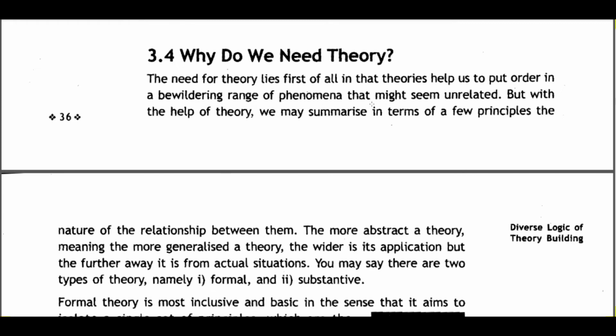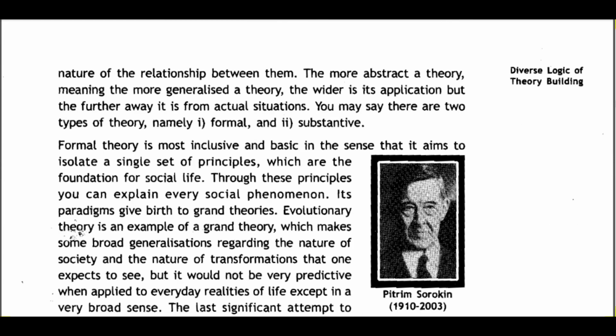3.4. Why do we need theory? The need for theory lies first of all in that theories help us to put order in the bewildering range of phenomena that might seem unrelated, but with the help of theory we may summarize in terms of a few principles the relationship between them. The more abstract a theory, meaning the more generalized a theory, the wider is its application, but the further away it is from actual situations. You may say there are two types of theory, namely formal and substantive.